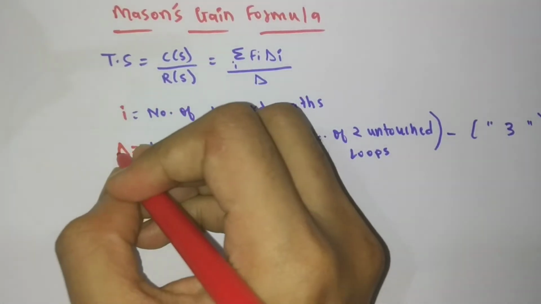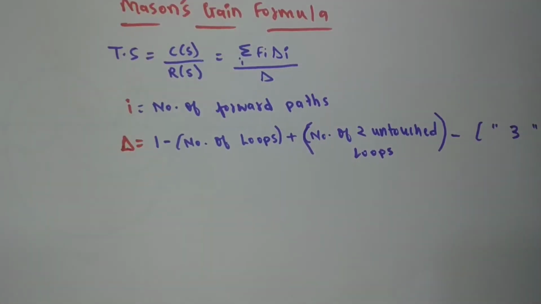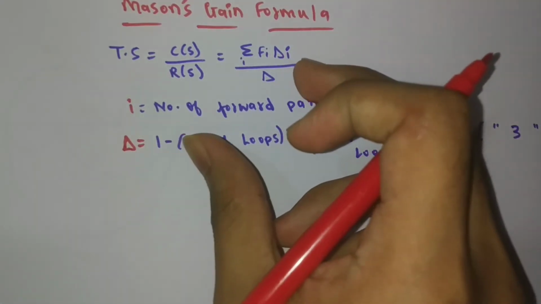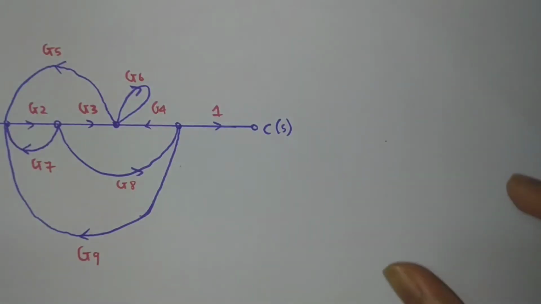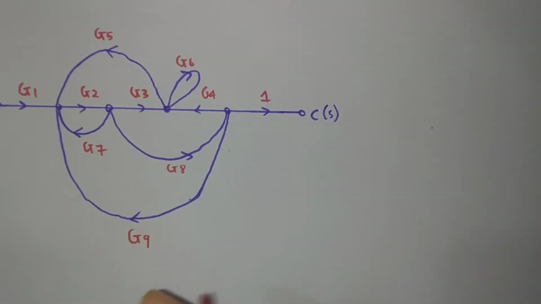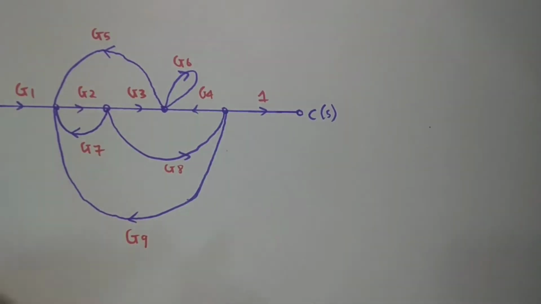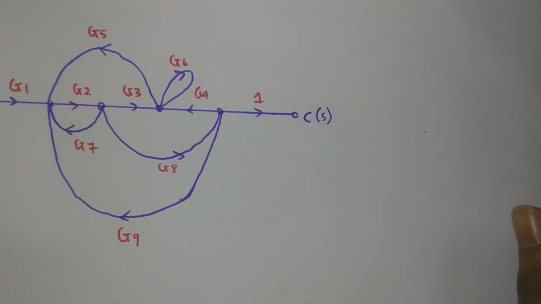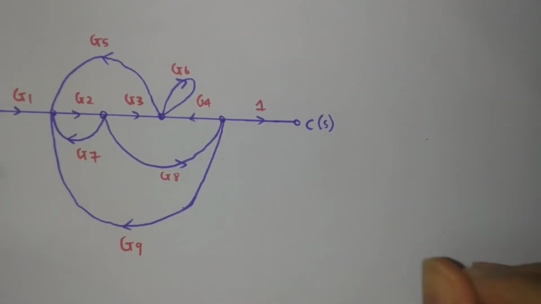Now we are going to solve a sum. Then you are going to understand all these parameters and how it works. So let's take a sum. So here this is the sum. Now the first thing that I have told you that you must know is I, the very basic thing. I means the number of forward paths.